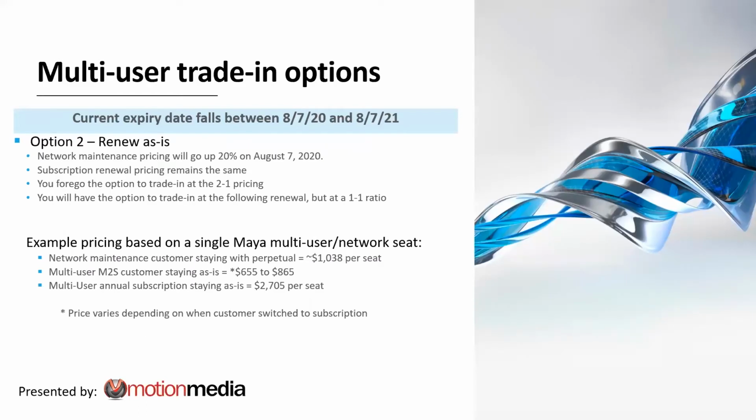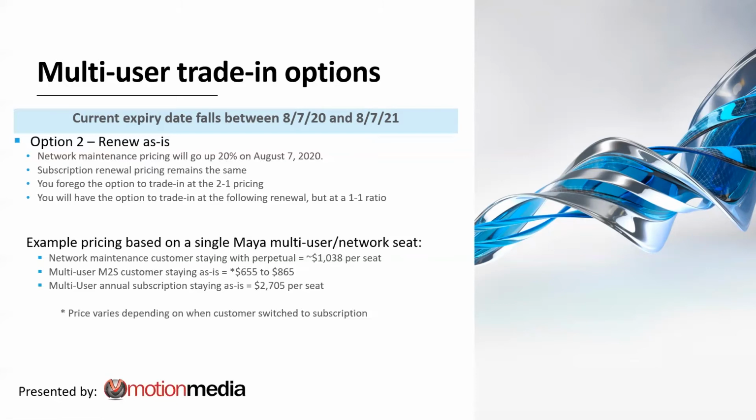So the second option is you can go ahead and renew it as is, and that has some ramifications to it. You can stay with your multi-user. The benefit, of course, is you stay on your network. You don't have to do anything different in your daily administrative task on dealing with these licenses. They stay the same. But know that your renewal price will be 20% higher if you're perpetual network as of August 7th, if you want to stay the same. The subscription renewal pricing is exactly the same. I think I mentioned it was $2,700.